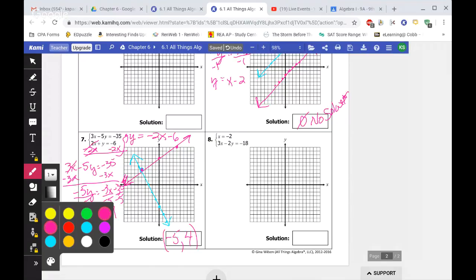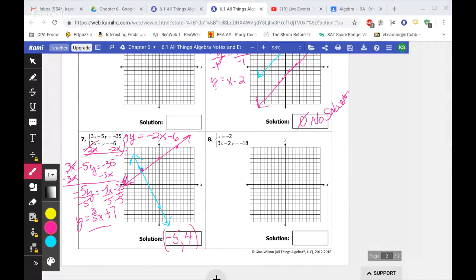So if the lines are parallel, there's no solution. If they intersect, you want the x and the y coordinate for the actual point where they intersect. And if it's the same line, then it will be infinite solutions, and you'll use that infinity symbol.